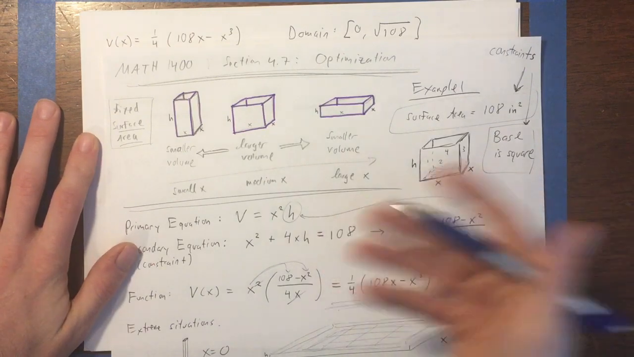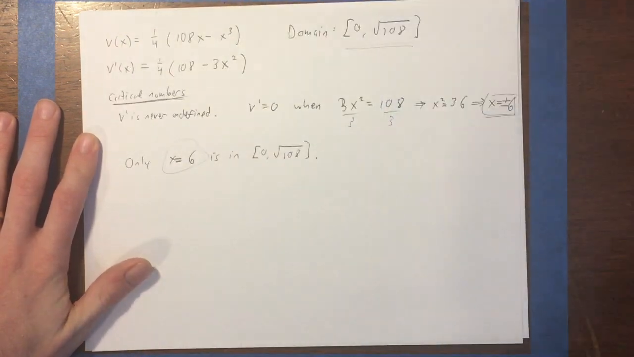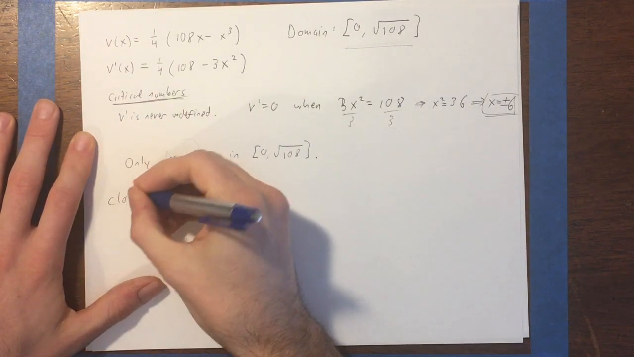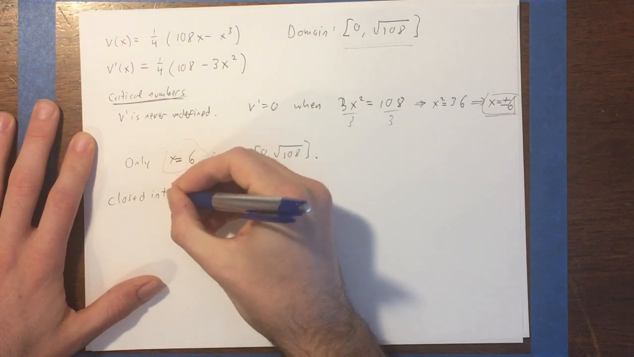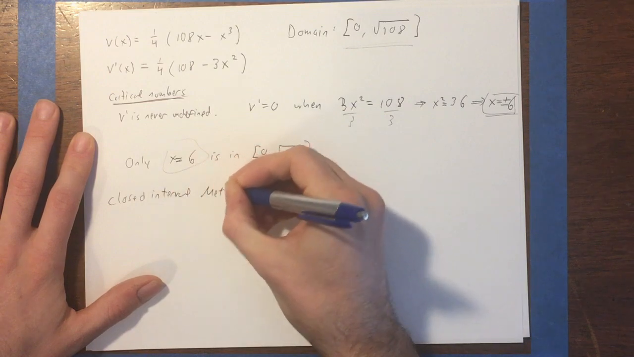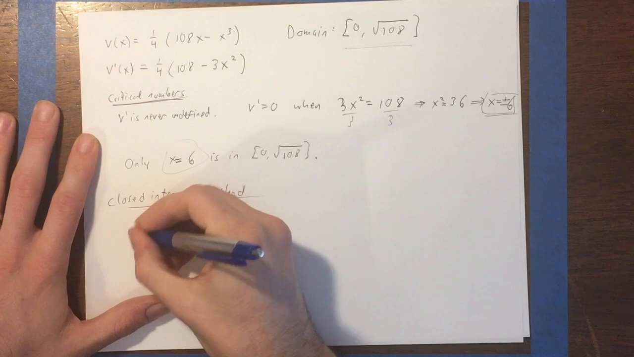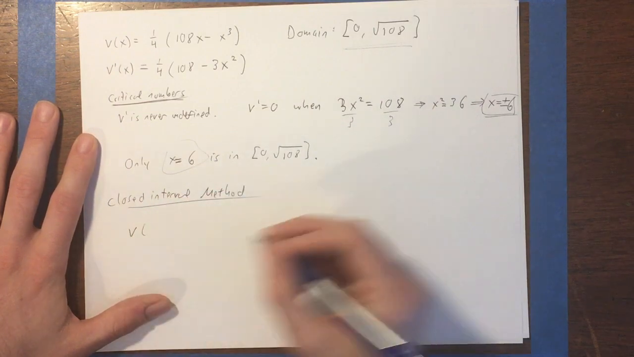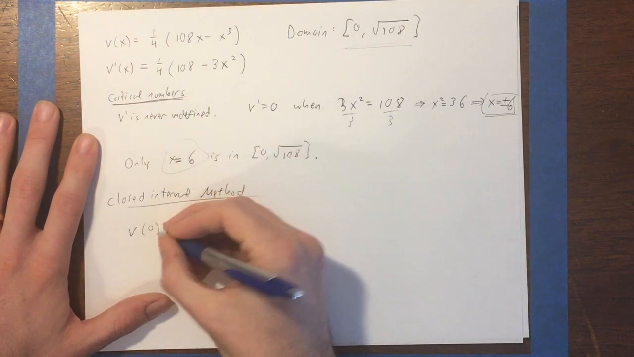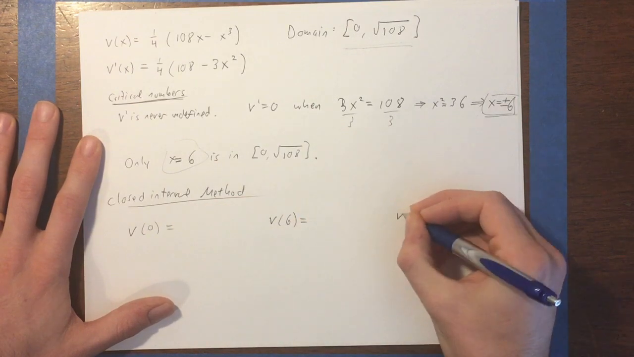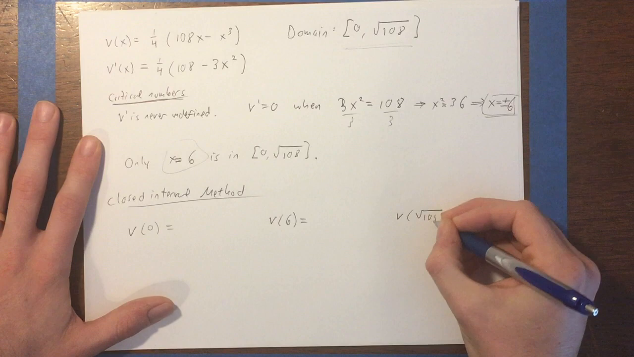Because x is a real world length. So there we go, x equals 6, and then the closed interval method just says test the function V at that number as well as the endpoints. So we're going to do V of 0, V of 6, and V of the square root of 108.